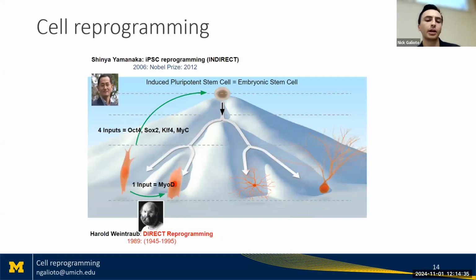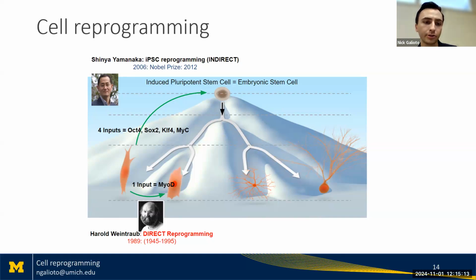Right, so Harold Weintraub in 1989 showed that we can do direct reprogramming. What he did was take a fibroblast cell and add the transcription factor MyoD to it, and showed that it would transform it from a fibroblast, which is a connective tissue cell, into a myoblast cell, a skeletal muscle cell. And so this showed that this differentiation could actually be manipulated by external variables such as these transcription factors.